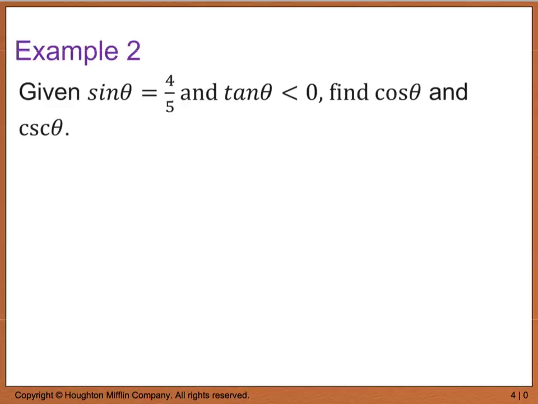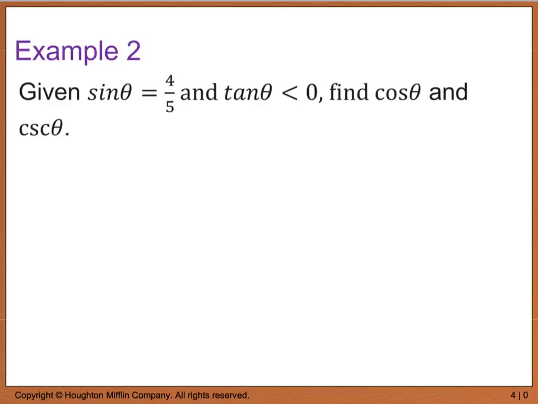So let's look at example 2, where we're given the sine of theta is equal to 4/5 and our tangent value is less than 0. Therefore, we want to find what cosine and cosecant are. Again, I'm going to sketch the scenario that I'm looking at.